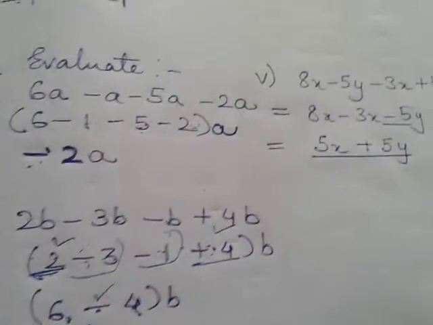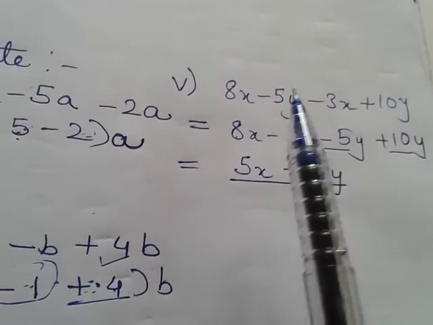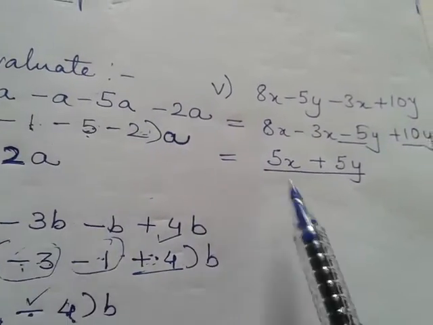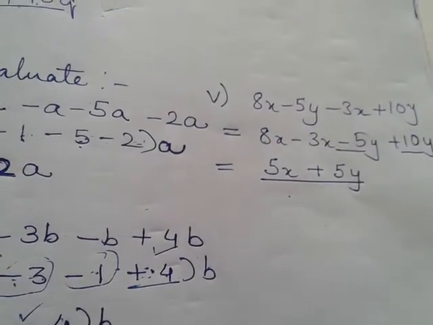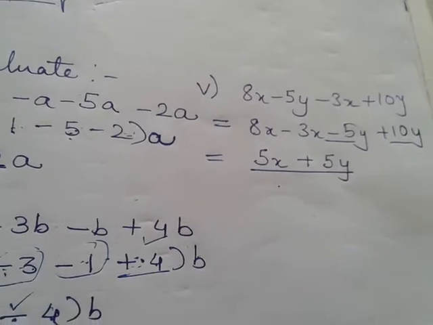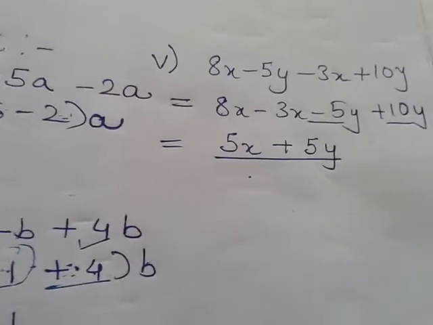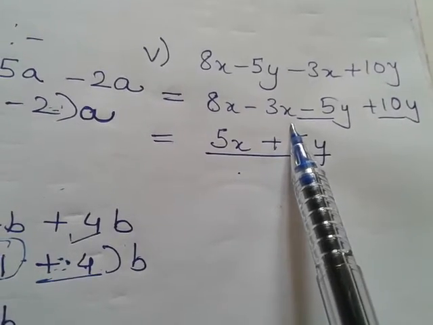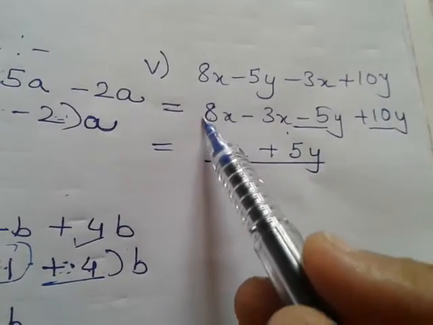So the fifth one we'll see. Why have I used different methods? So that you have a choice of methods and you can select your own. So 8x minus 3x. Here what I have done? I have added.